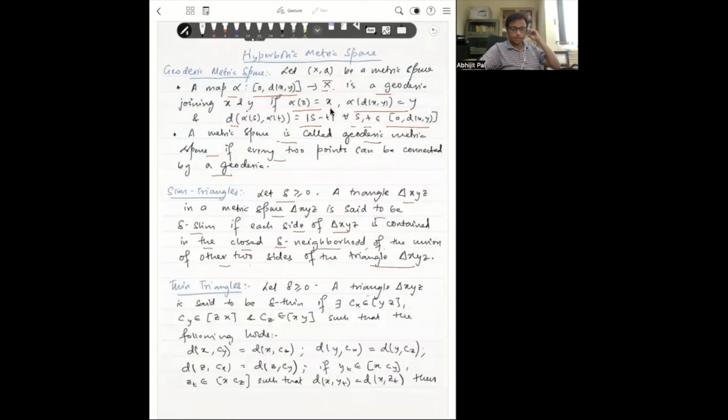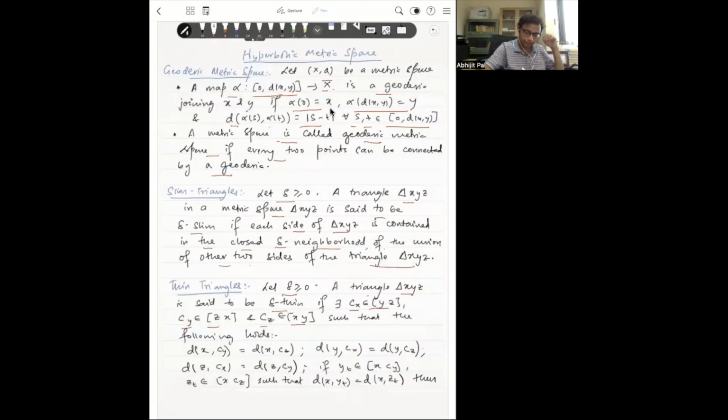Okay, so there is another concept of this called thin triangles. So let me say what you mean by thin triangles. Let us again start with delta greater than or equal to 0. A triangle XYZ is said to be delta thin if there exist these 3 points CX, CY, CZ in the respective sides: CX belongs to YZ, CY belongs to ZX, and CZ belongs to XY, such that these conditions hold.